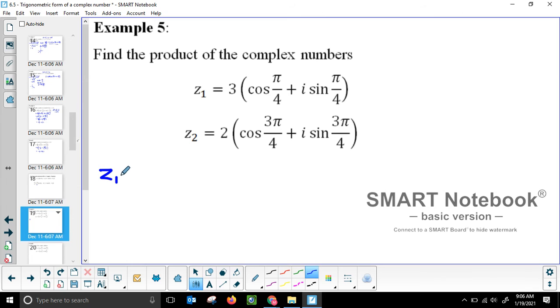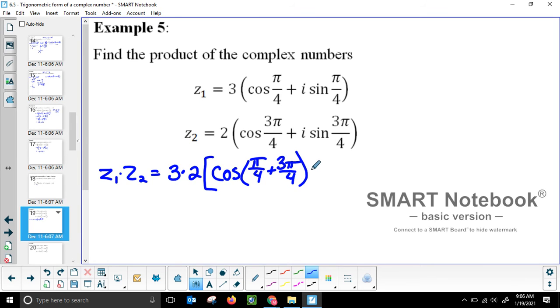So z1 times z2 is equal to, well, I take r1 times r2, so 3 times 2, bracket, and then I will have cosine of theta 1 plus theta 2, plus i sine of theta 1 plus theta 2.